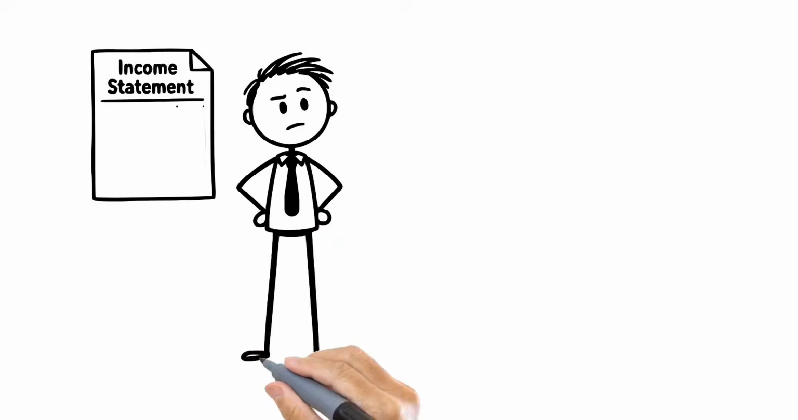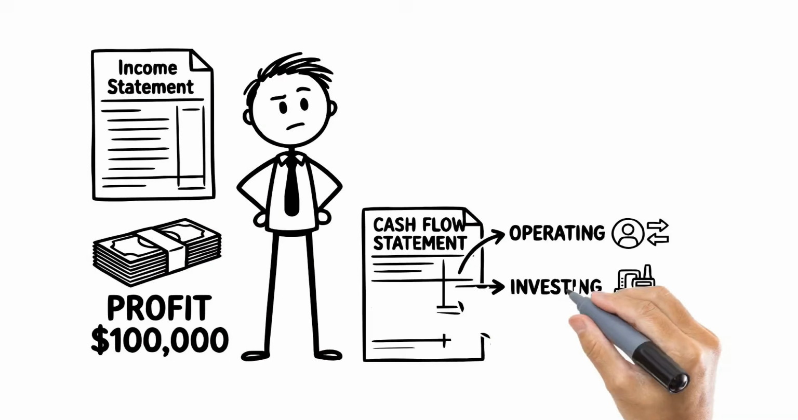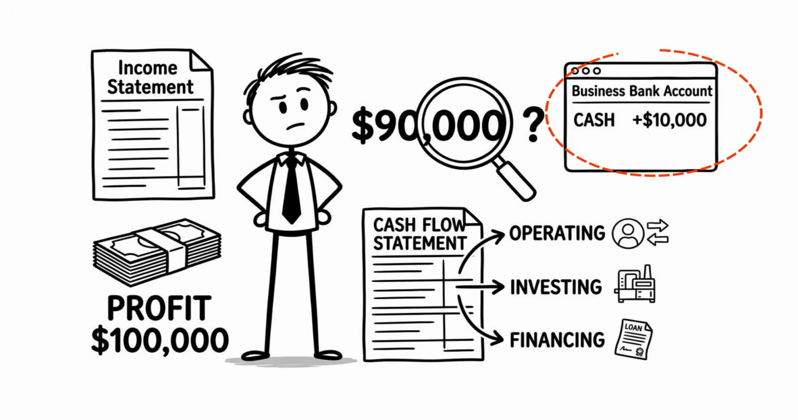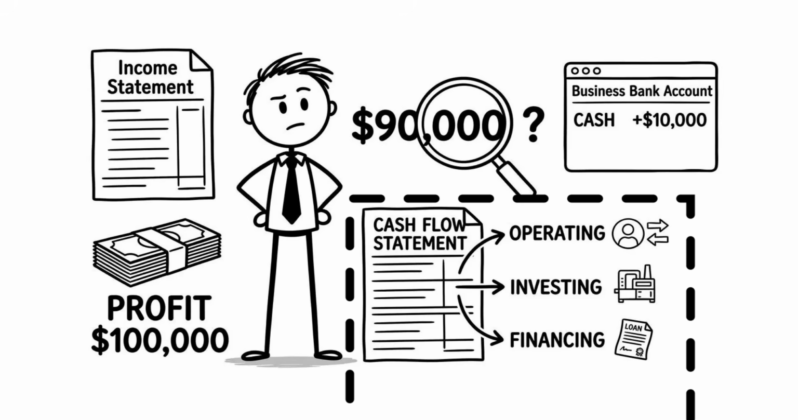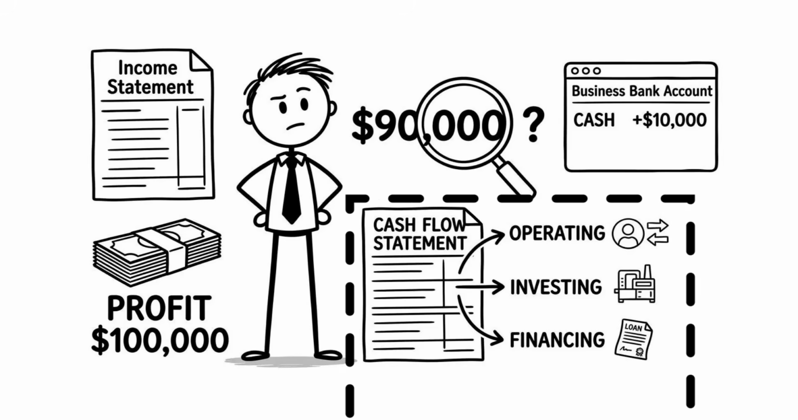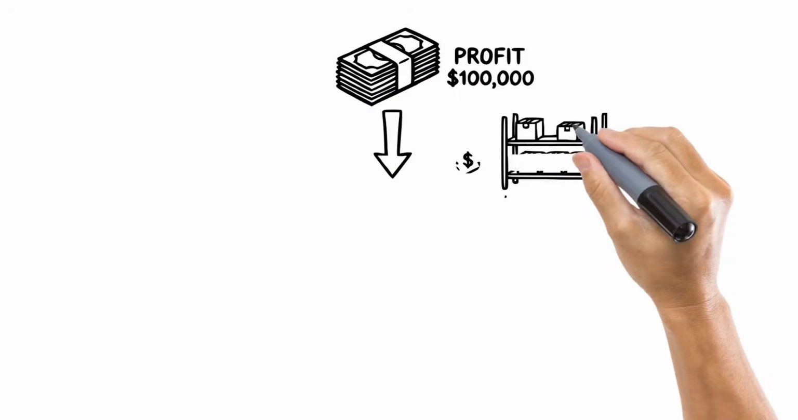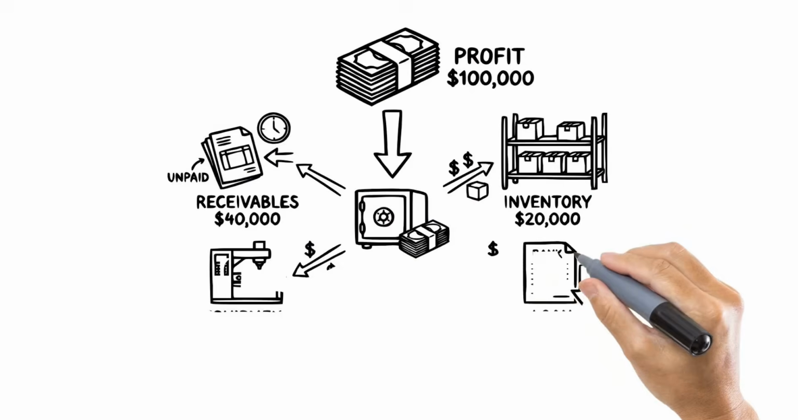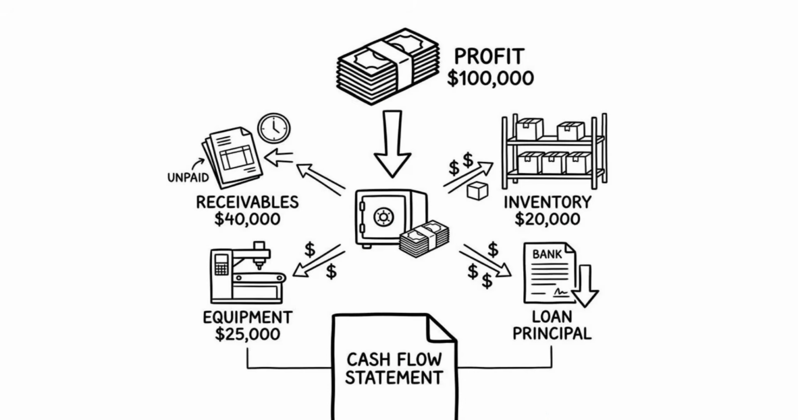Connect the cash flow statement. Imagine a company reports $100,000 in profit, but its bank balance increased by only $10,000. Where did the other money go? The cash flow statement helps explain the difference. Perhaps customers still owe $40,000. The company purchased $20,000 of inventory, bought $25,000 of equipment, and made loan principal payments.